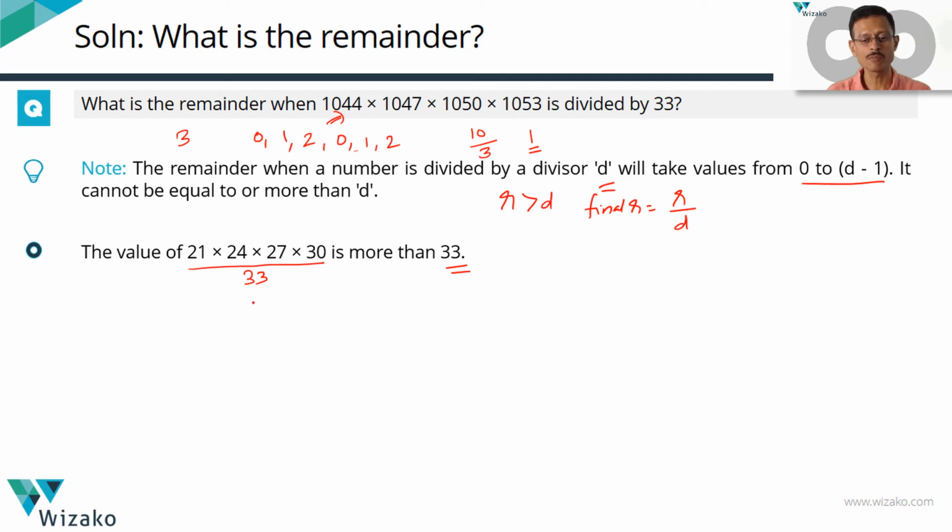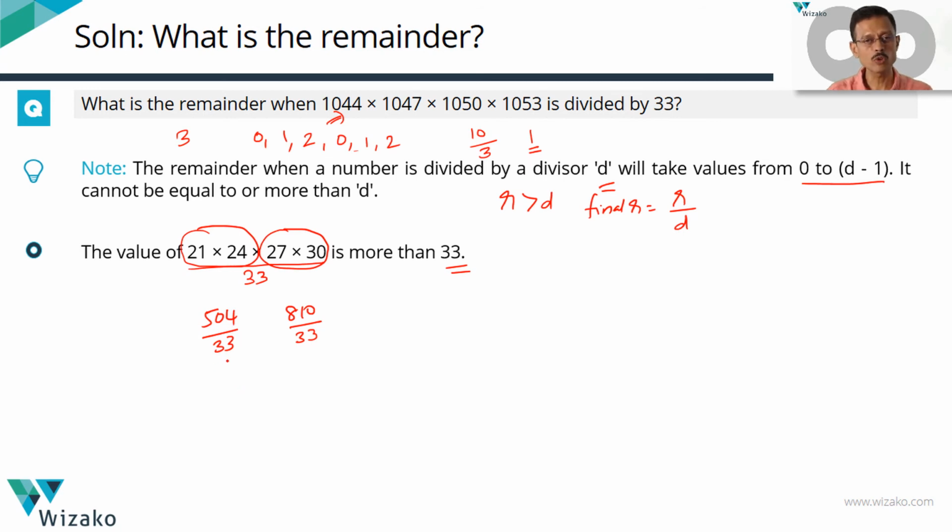So let's tweak it a little bit. What I'm going to do is find out 21 into 24 and compute the remainder for it when it is divided by 33. 21 into 24 is 504. Let's divide this by 33 and compute the remainder and call it R1. 27 into 30, let's find that product. That's 810. Let's divide this by 33 and compute the remainder and call it R2.